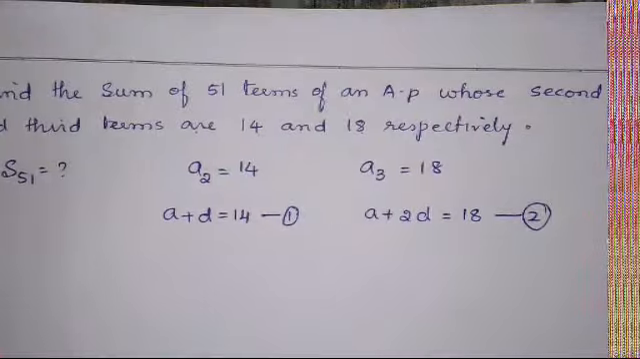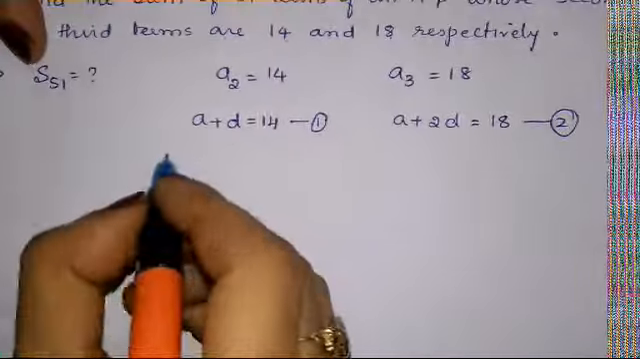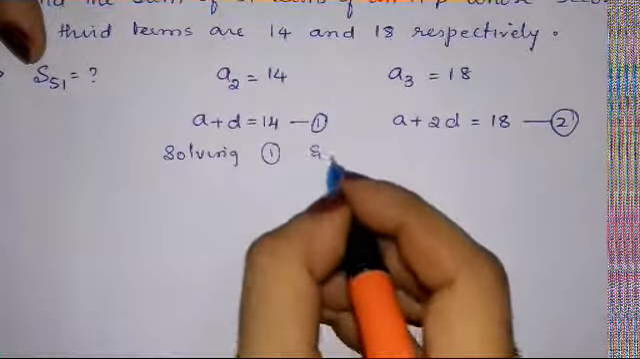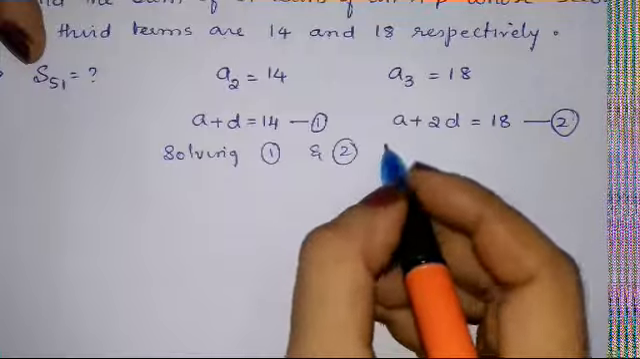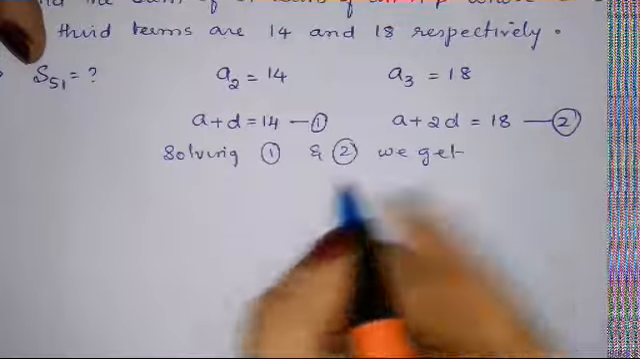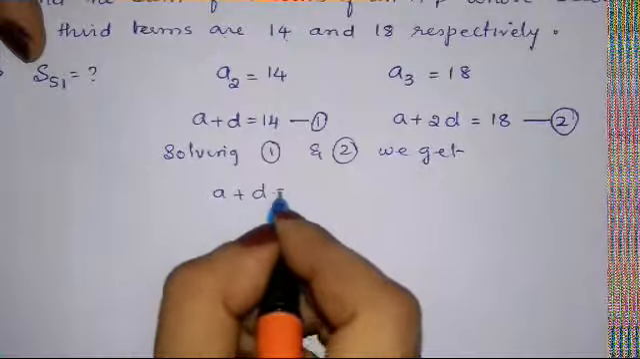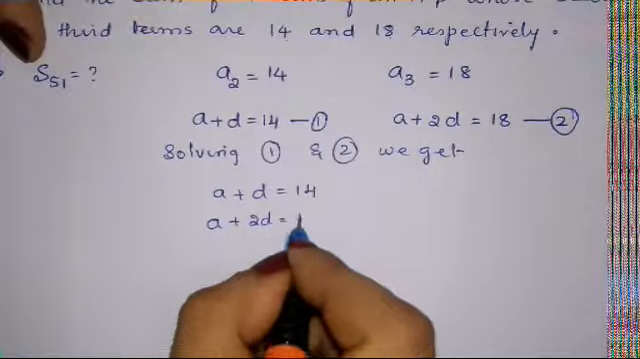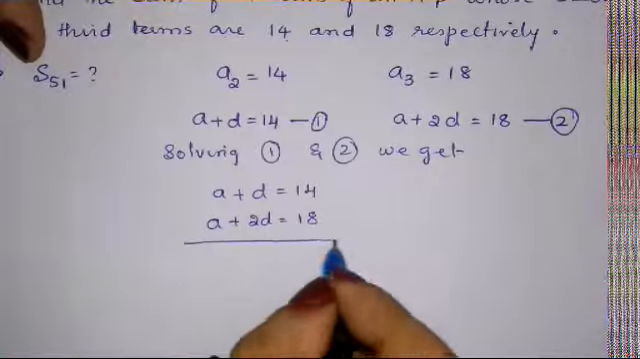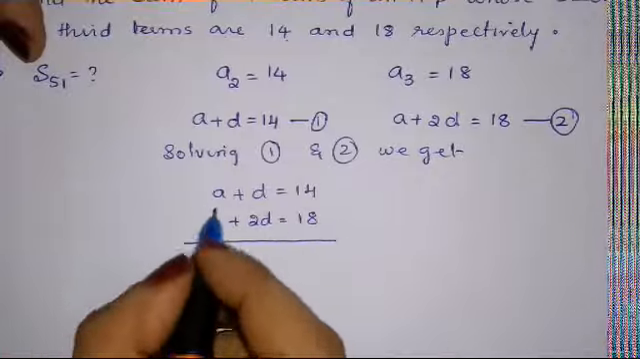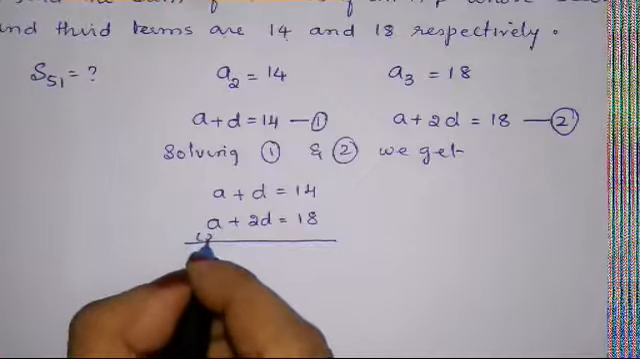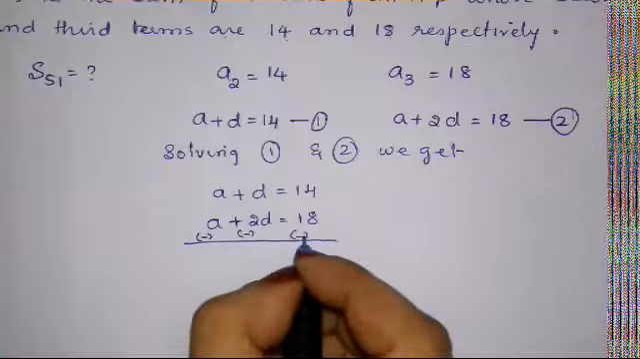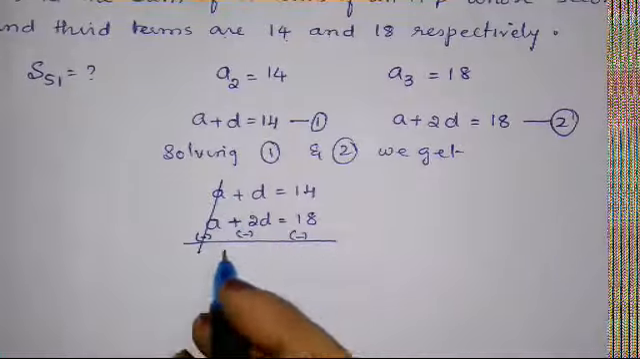So now solving equations 1 and 2, what do we get? A plus D is equal to 14, A plus 2D is equal to 18. If we subtract, since the A's won't cancel unless we change the sign, plus becomes minus, and here also negative. A gets cancelled.